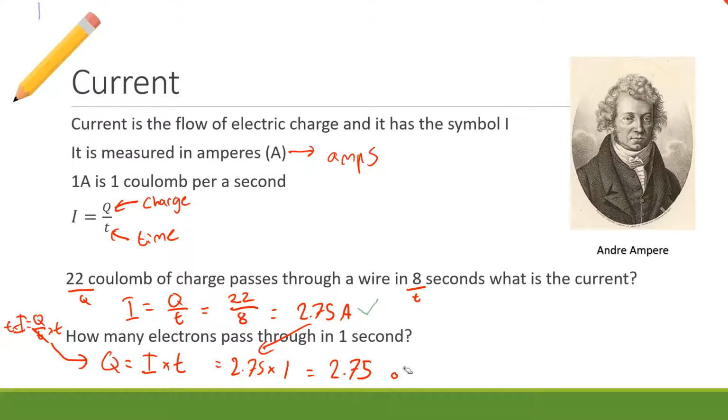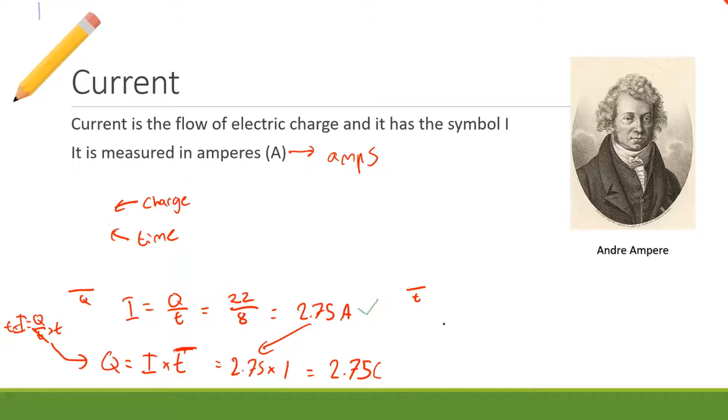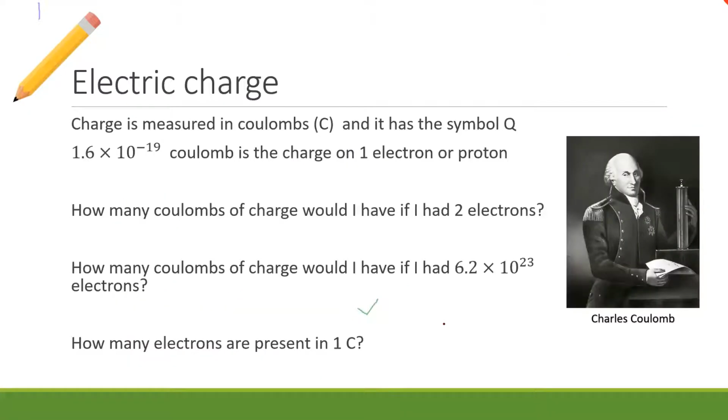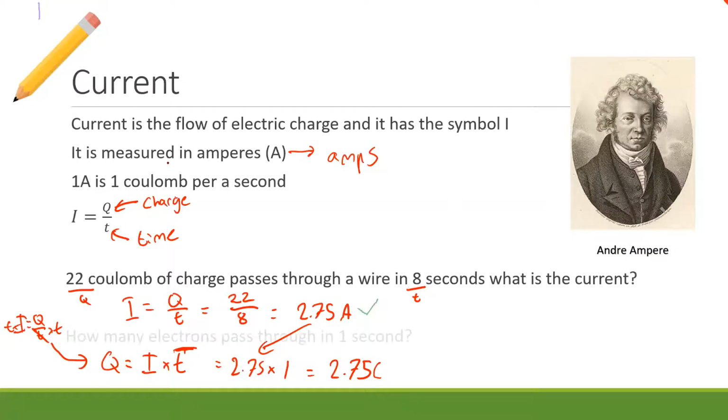But that's not what the question's asking for. The question's not asking for the amount of coulombs, it's asking for the amount of electrons. But if you go back, we know that one electron is 1.6 times 10 to the negative 19 coulombs. So if I have 2.75 coulombs, I'm just going to say, well, how many 1.6 times 10 to the negative 19s fit into that 2.75? And I can do that on my calculator, which I'm going to do now. I'd suggest you guys do that as well on your calculators.